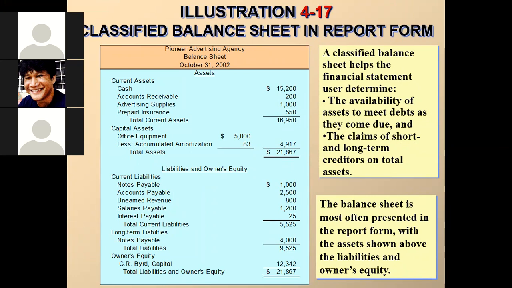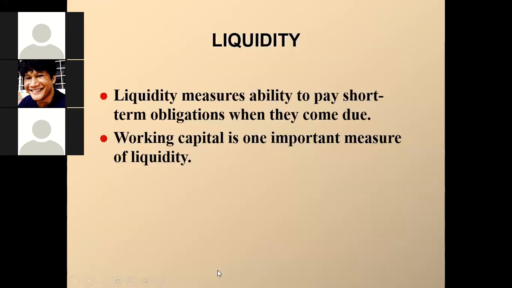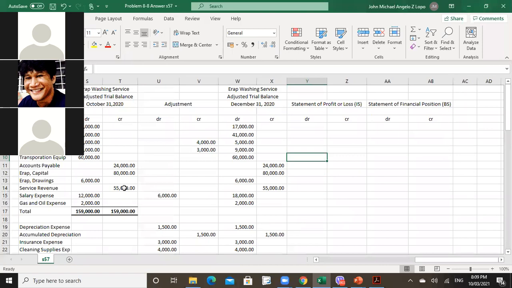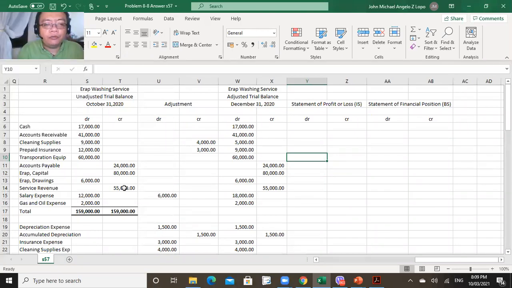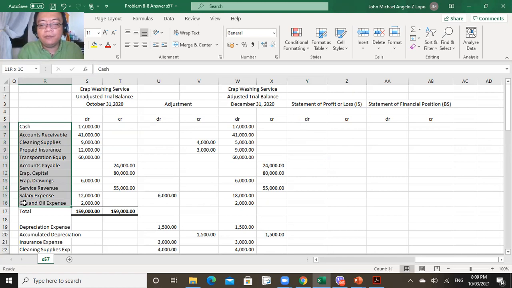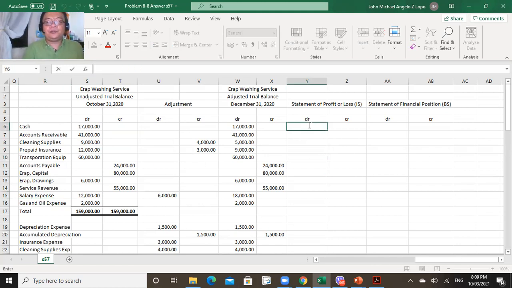After this, you will now prepare the balance sheet and your statement of owner's equity. Take note of the capital of 12,342. Next thing, in terms of your worksheet, you will classify this if it is an income statement or if it is a balance sheet. Cash, is it statement of profit or loss or part ng balance sheet?